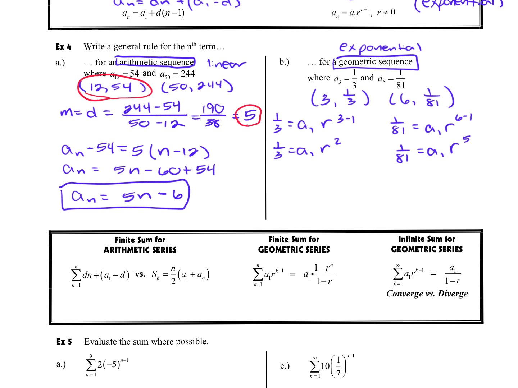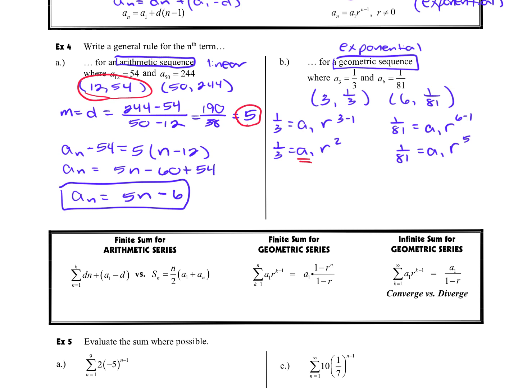I'm going to do a system of equations. Now, our normal elimination method is not particularly helpful adding these 2 together. So what I'm going to do instead is substitution. I'm going to take one of them. It's usually easier to do the one with the lower exponent, and I'm going to solve for a sub 1.